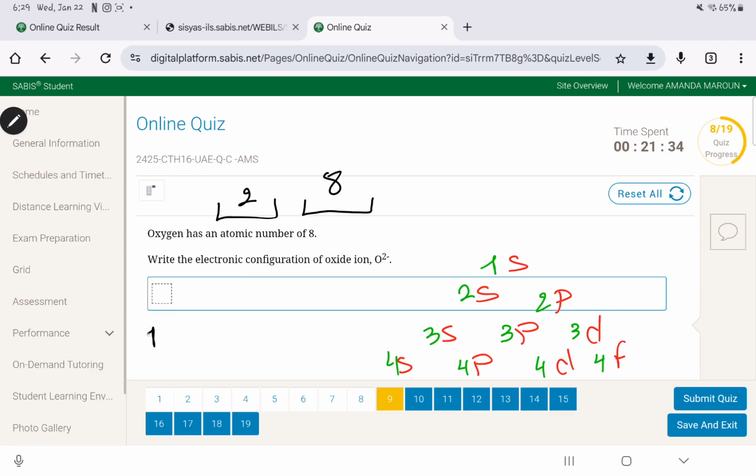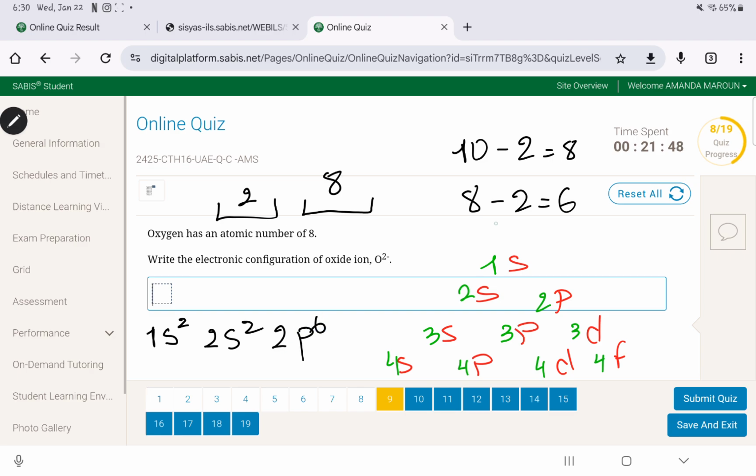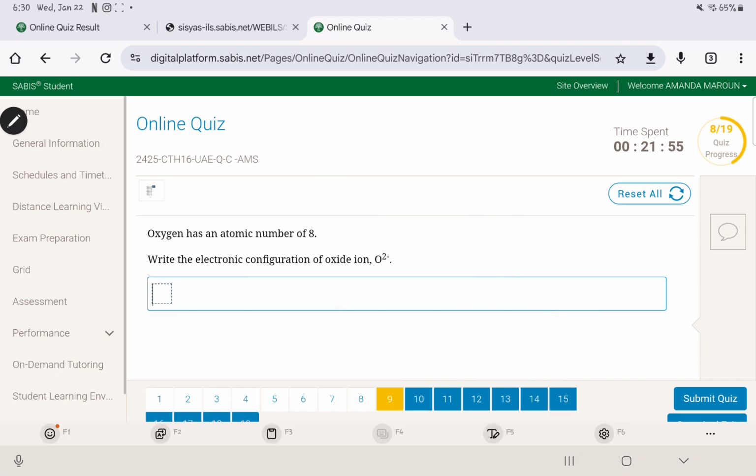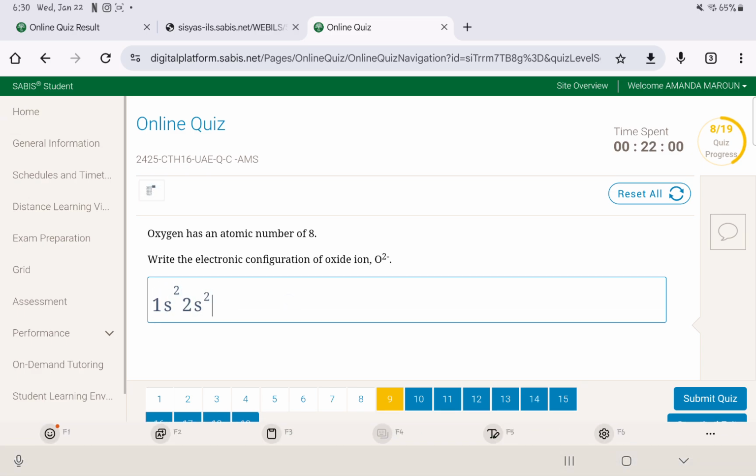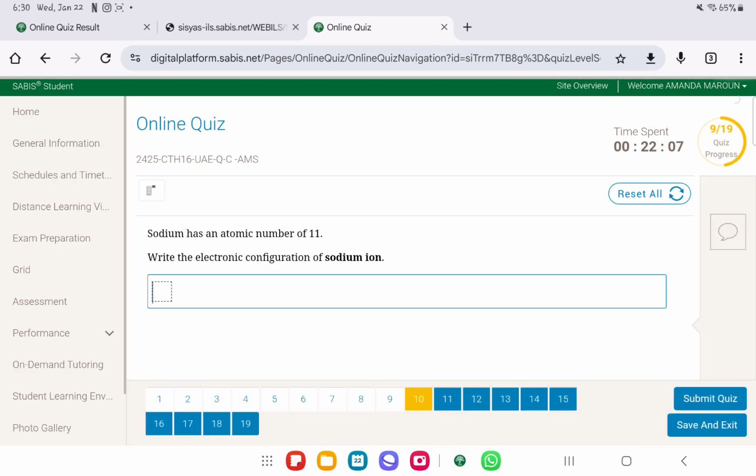We start with 1s to the power of 2, that is 10 minus 2, we are left with 8. Then 2s to the power of 2, 8 minus 2, we are left with 6. Then 2p to the power of 6, 6 minus 6, we are left with 0. We wrote the electronic configuration of the oxide ion. So it is 1s to the power of 2, 2s to the power of 2, and then 2p to the power of 6.